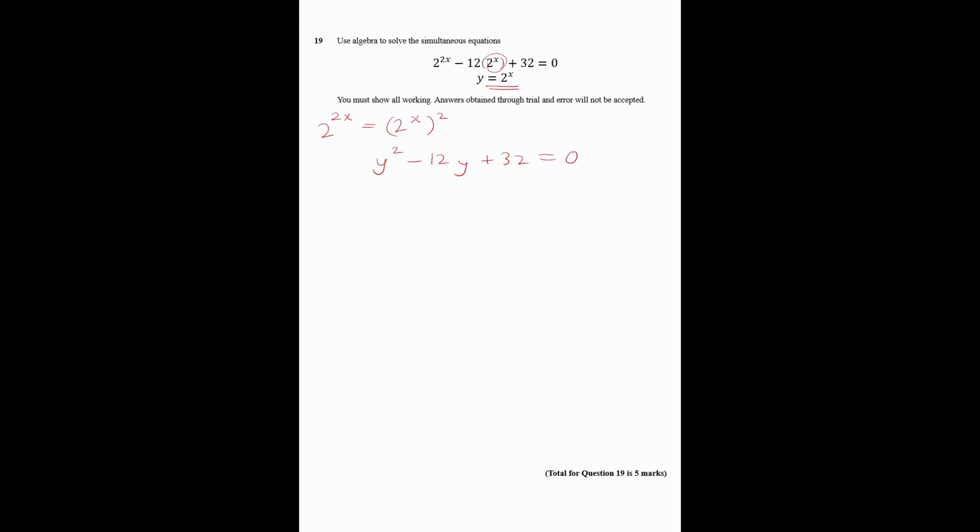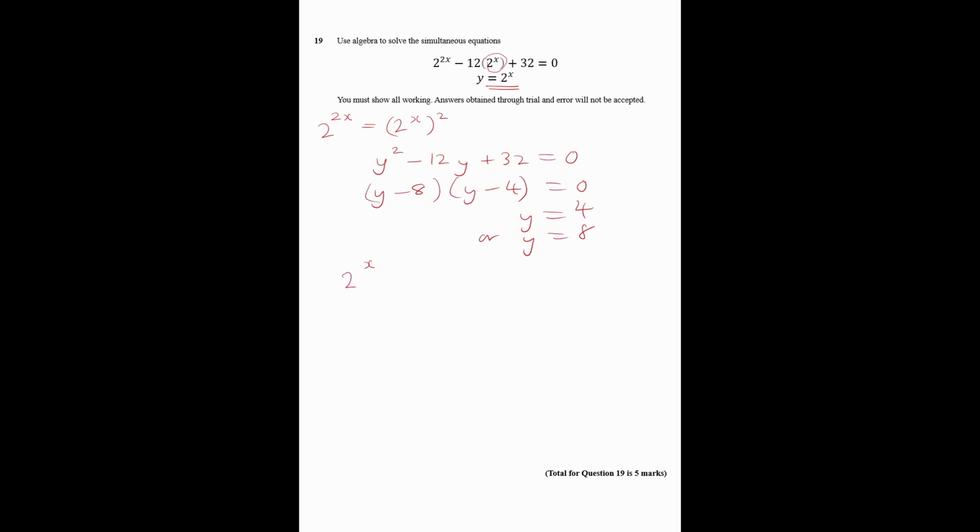So solving this equation, this will factorize: y minus 8 and y minus 4 equals 0. That means y equals 4 or y equals 8. But we're not finished yet. We've got the values of y, but we now need to substitute in the values of x.